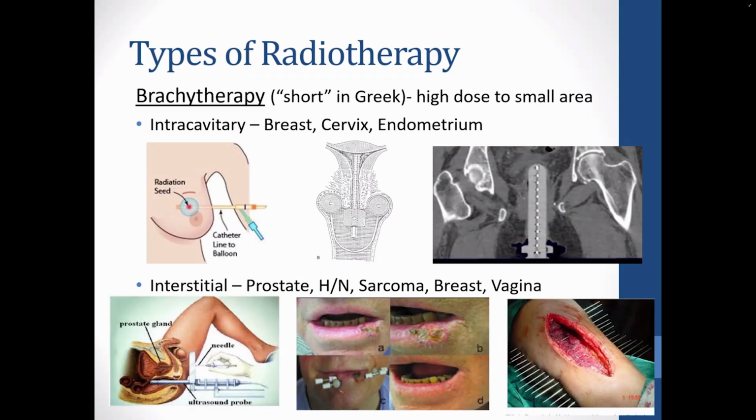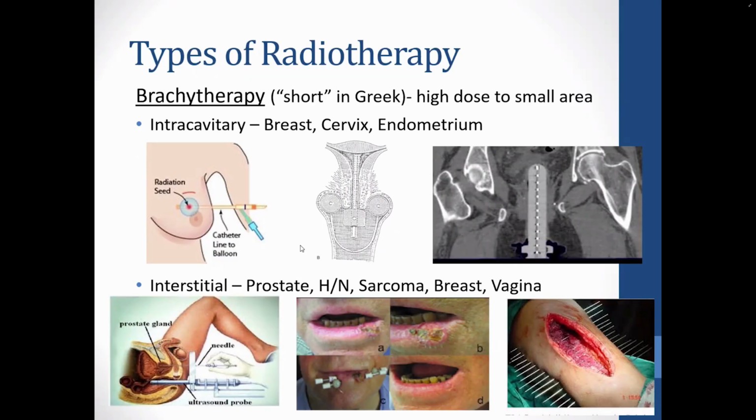There are two different types of brachytherapy. One is called intracavitary brachytherapy, where the radiation applicator is placed inside a cavity, such as the breast, in the lumpectomy cavity, or it can be used in cervix cancers or endometrial cancers. I'll be talking about the use of intracavitary brachytherapy in gynecologic malignancies more thoroughly later on in this talk.